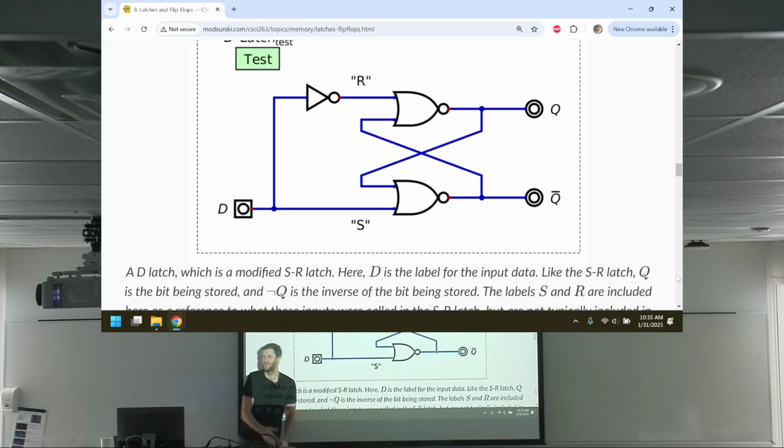So it's like the data. Do we want the data stored in Q to be a 1 or a 0? On or off? That's the idea. This is called a D latch.